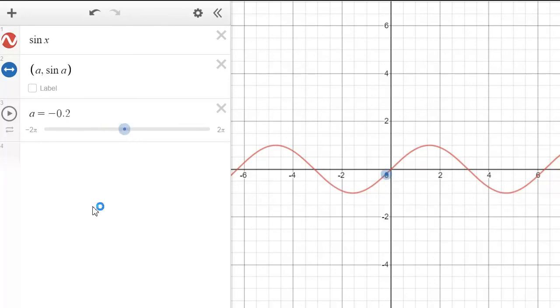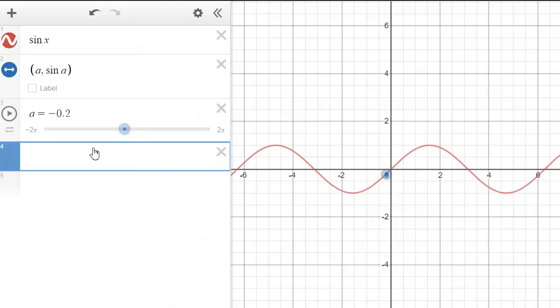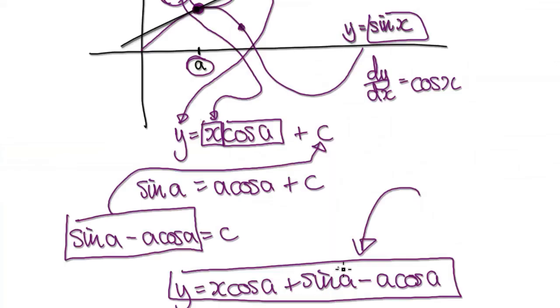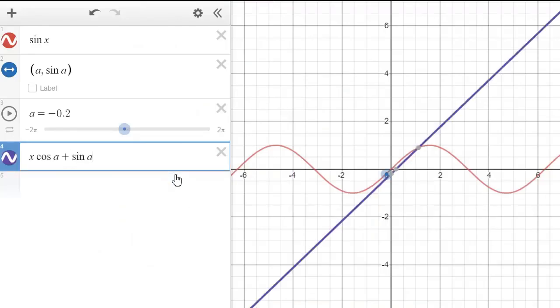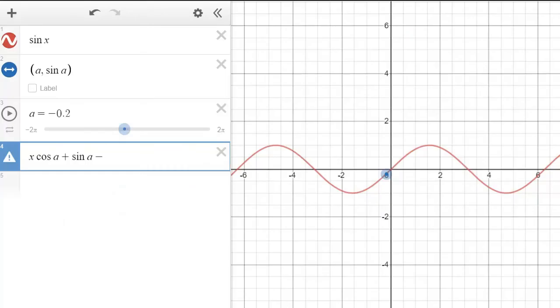Okay. So now the equation of our tangent line. Remember, it's x cos a, so jump back to here. The equation of our tangent line will be x cos a plus, what was it? Plus sine a minus a cos a. So now that's a tangent line.